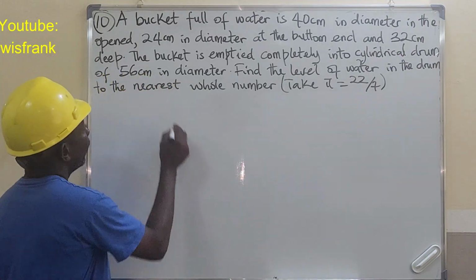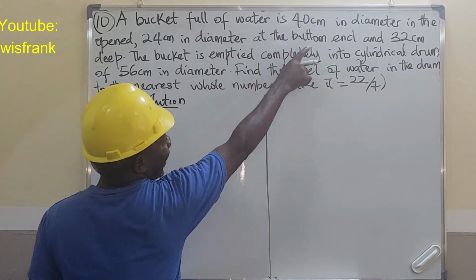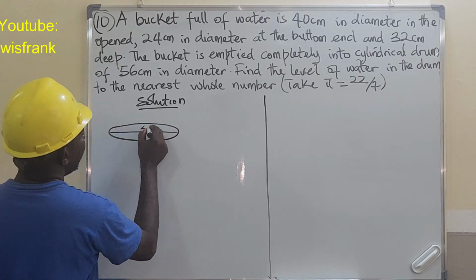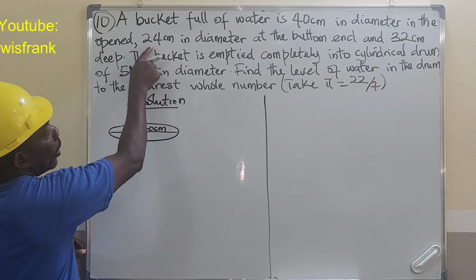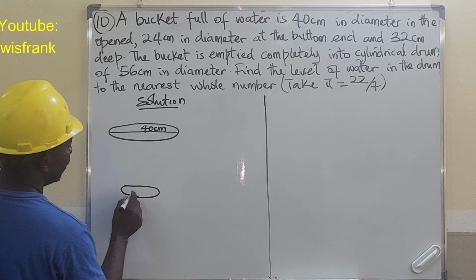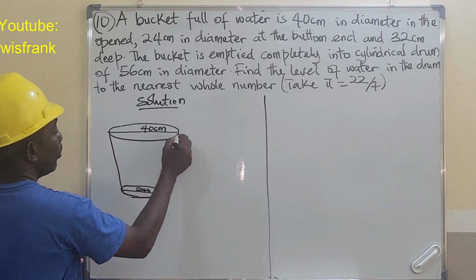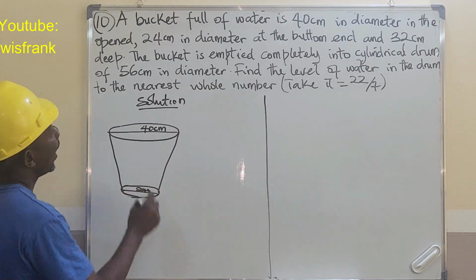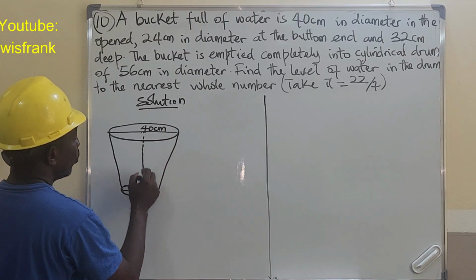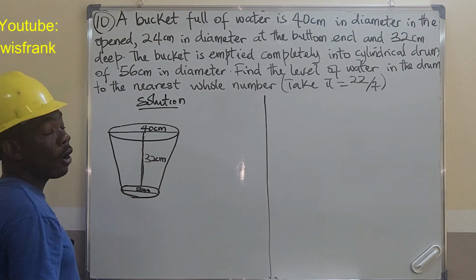And in this case, we have the solution. Here it says that a bucket full of water has a 40 cm diameter in the open. So we have this place as the diameter of 40 cm. And also 24 cm diameter at the bottom. If we have the bottom of the bucket, this place is 24 cm. And we join the top to the bottom, and this is a bucket. It also mentions that it is 32 cm deep, which is the height. So from here to here is 32 cm. That is the height of the bucket.